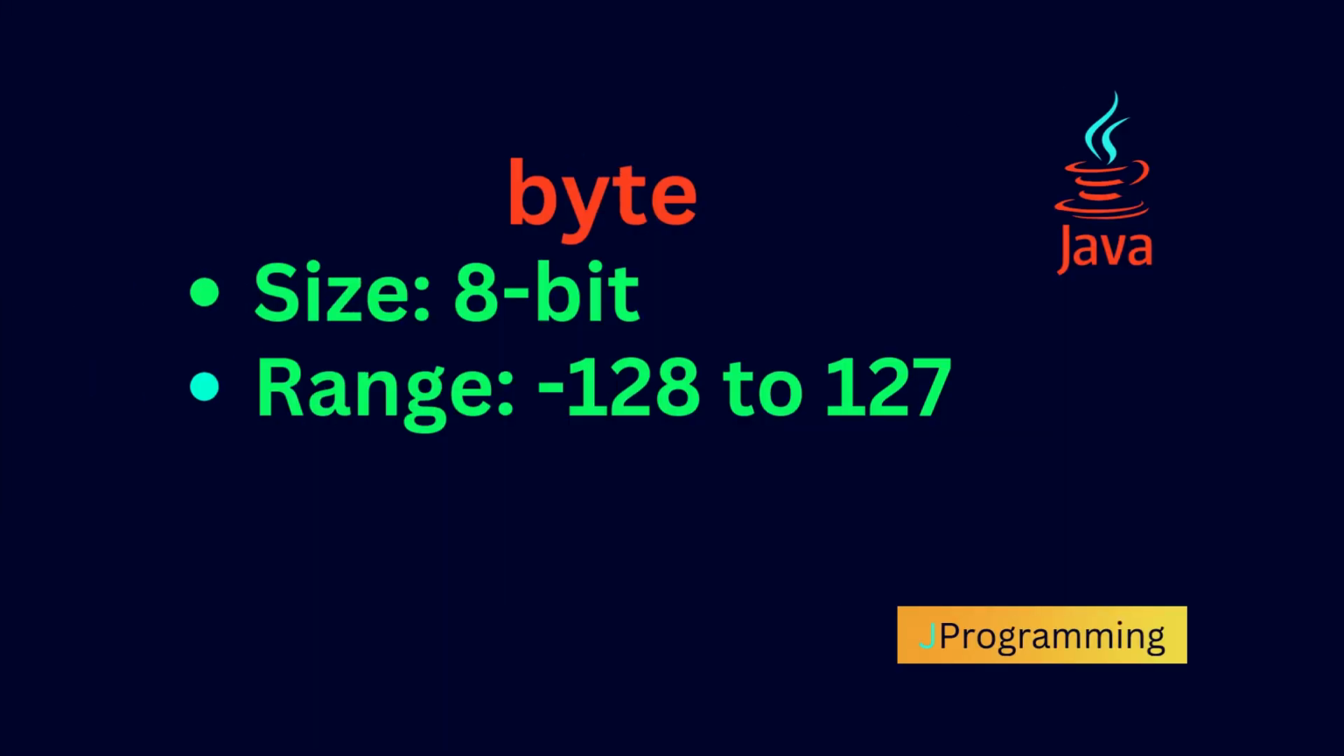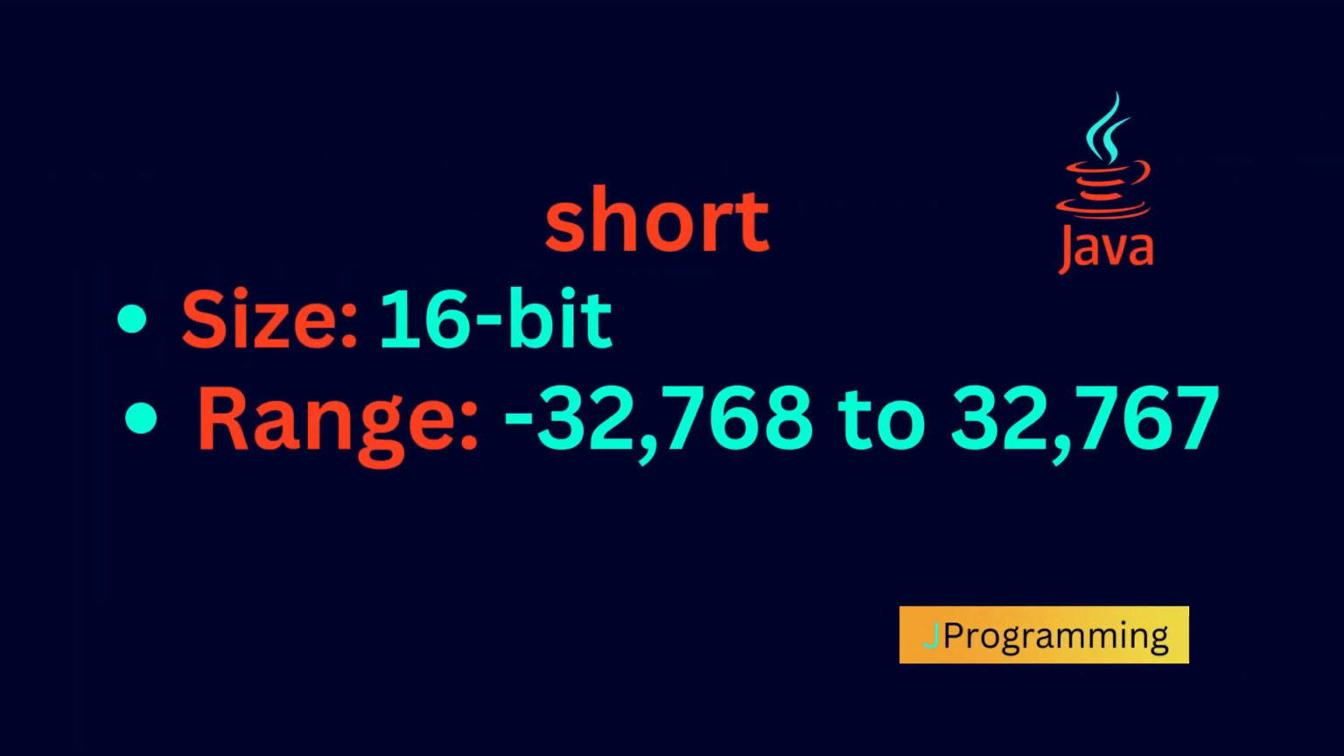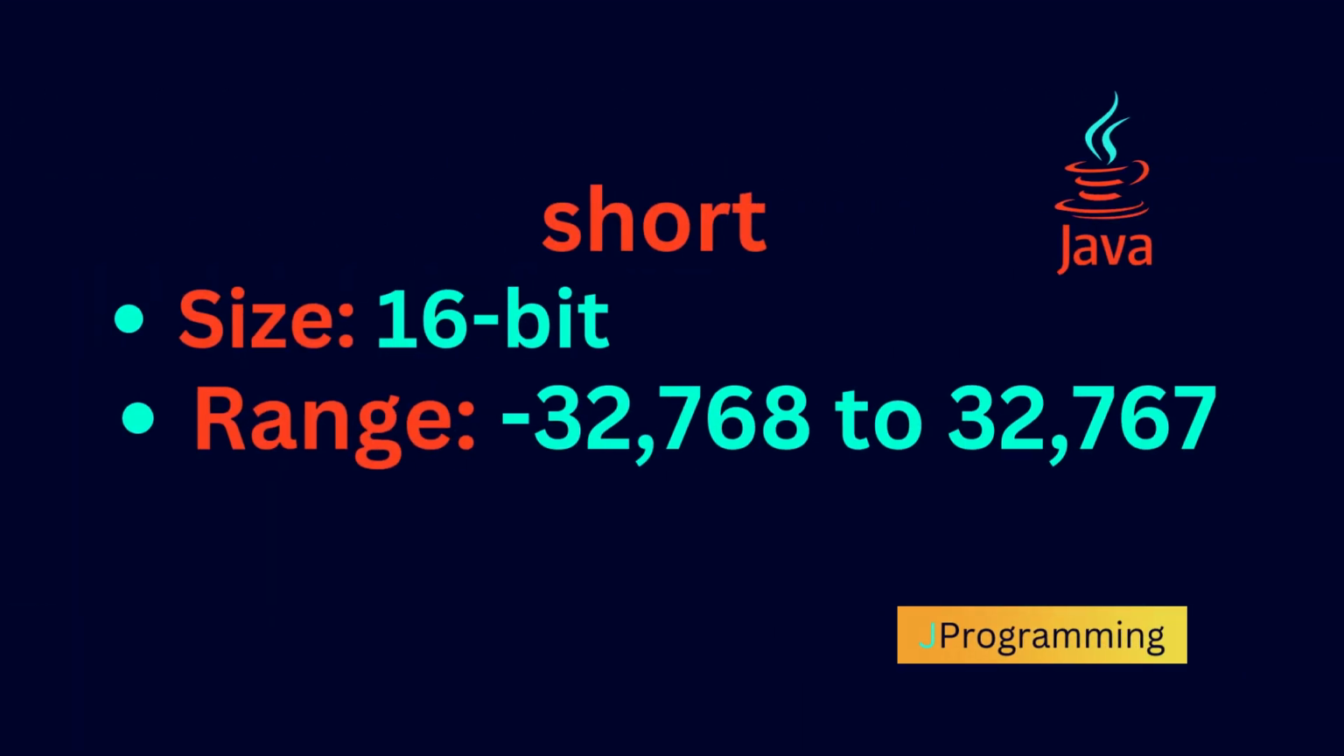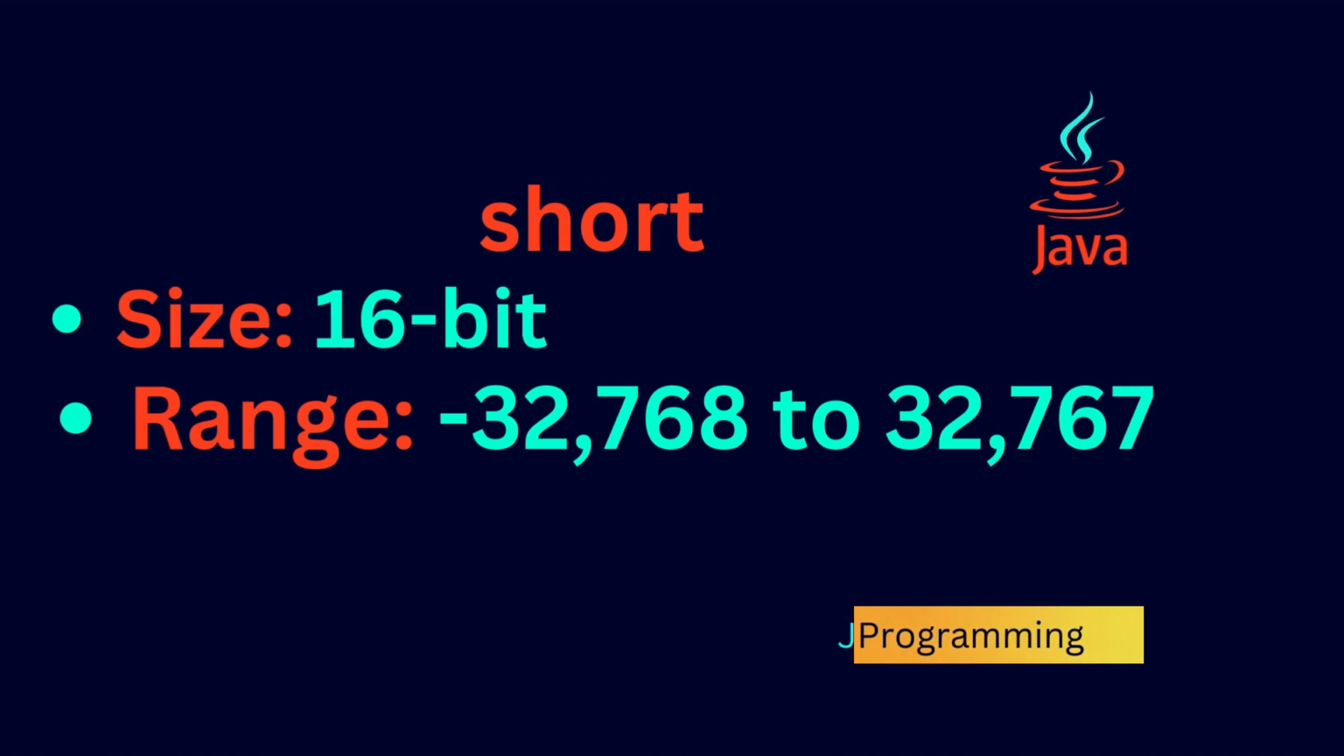First up, we have the byte type. The byte is an 8-bit signed integer. It can hold values from -128 to 127. This is useful for saving memory in large arrays where the memory savings matter. Next, we have the short type. This is a 16-bit signed integer and can hold twice the size of a byte.